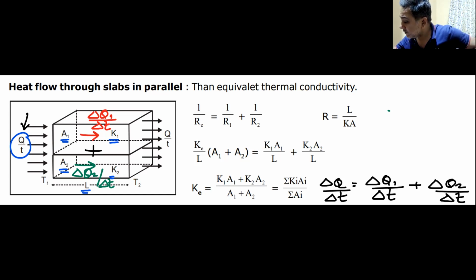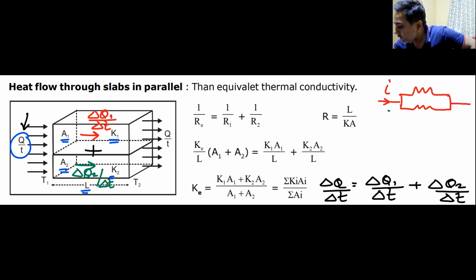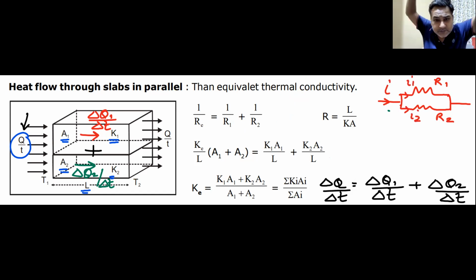Also, we need to remember the same thing we had done in electric current. Here in electric current, we had two parallel branches. Total current flowing was I. The upper branch had resistance R1 and the lower branch had resistance R2. Current I1 was flowing in the upper branch and I2 in the lower. Do we remember this?